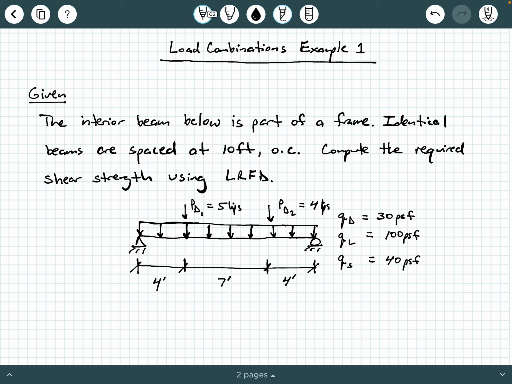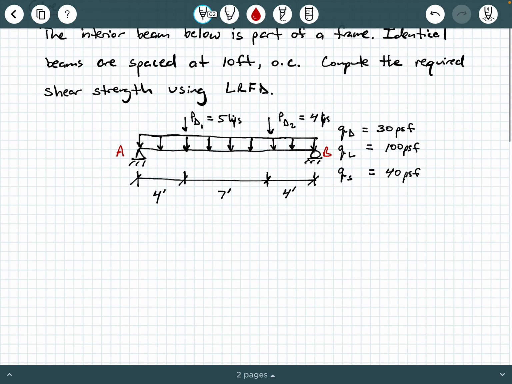So let's go ahead and get started. I'm going to go ahead and label these supports here. I'm going to label the pin A and the roller point B here. Anytime you're not given labels, you just go ahead and label things yourself. So let's go ahead and write solution.